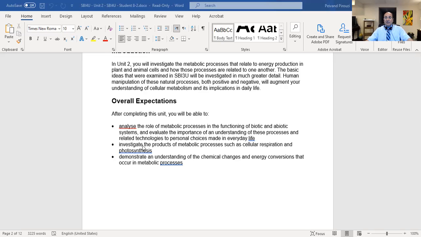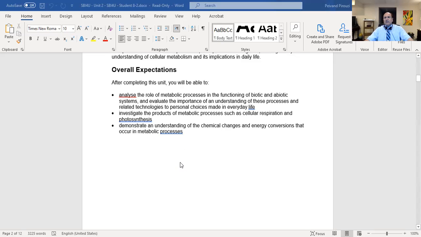Then you will be able to investigate the products of metabolic process, such as cellular respiration and photosynthesis, and demonstrate an understanding of the chemical changes and energy conversions that occur in metabolic process. So what is that exactly? We know that we do have anabolism and catabolism.